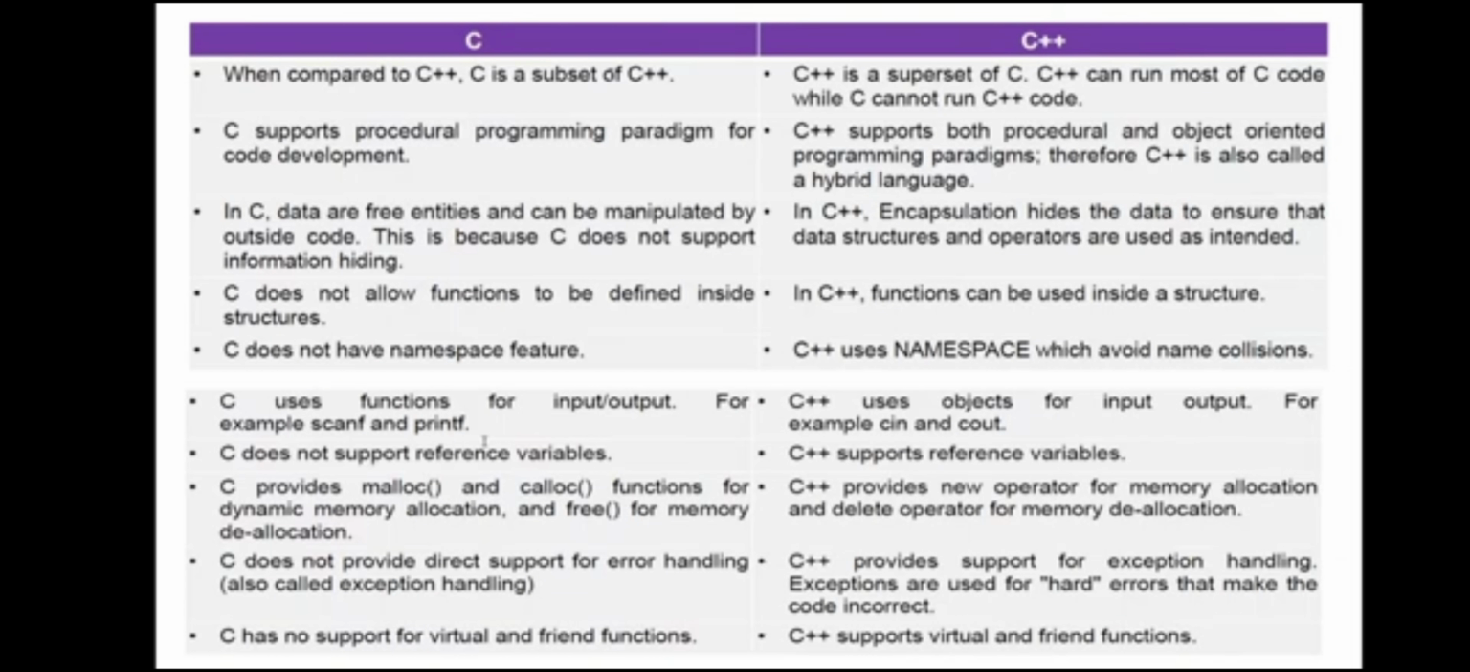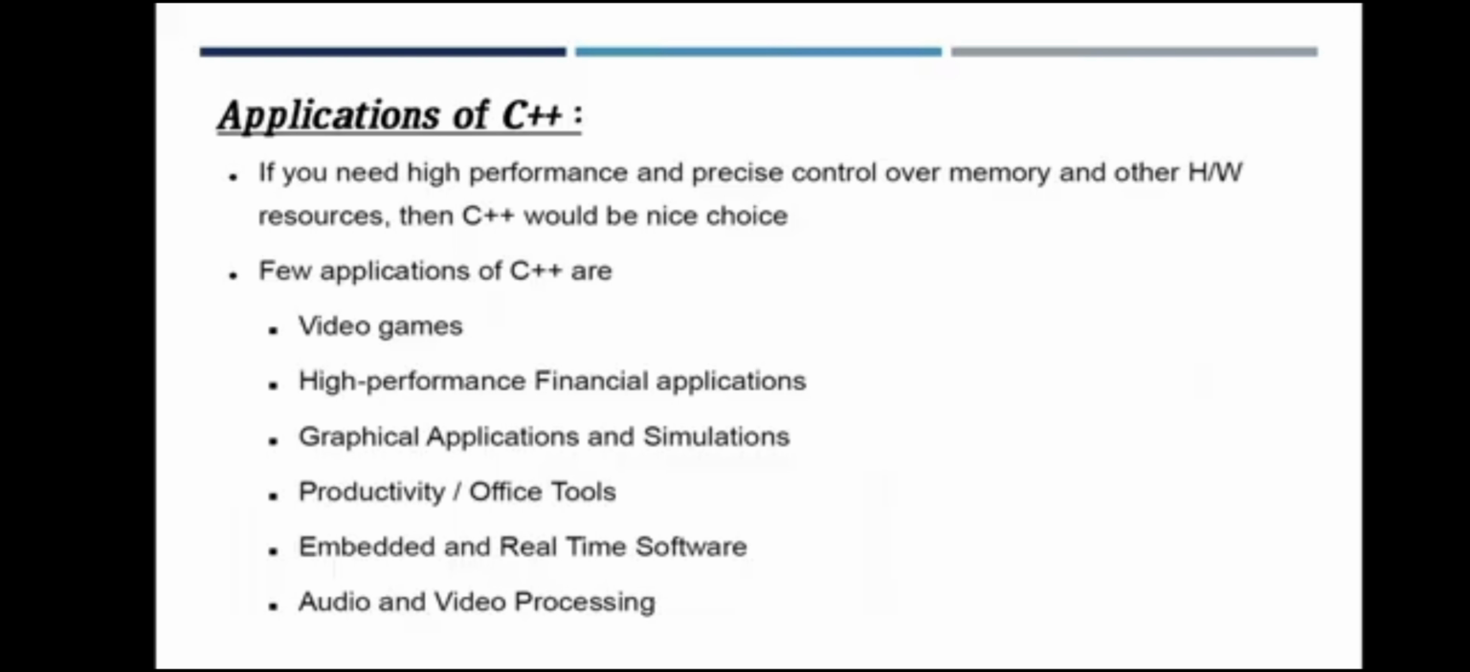C supports procedural programming paradigm for code development. C++ supports both procedural and object-oriented programming paradigms. Therefore, C++ is also called a hybrid language. C does not have the namespace feature. C++ uses namespaces, which avoid name collisions. C does not allow functions to be defined inside structures. In C++, functions can be used inside the structure.